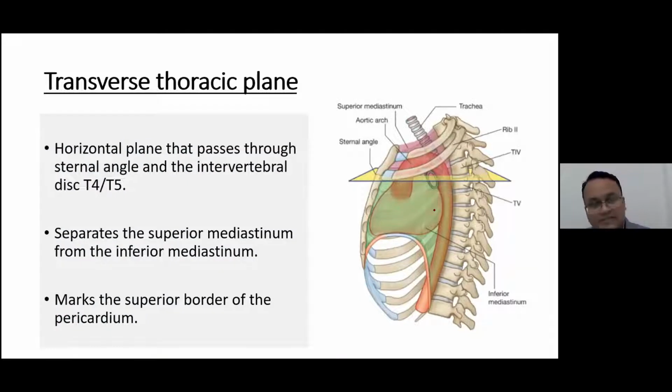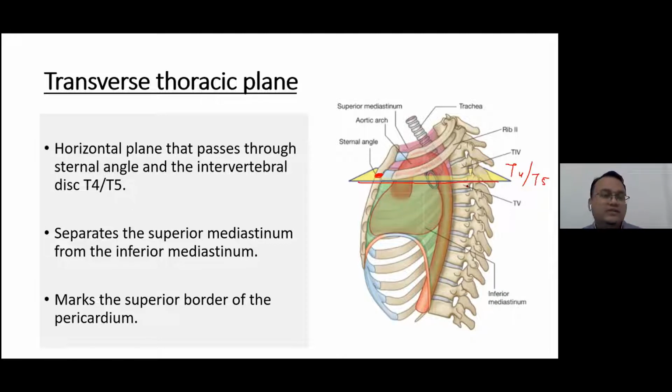Right. That's number one. The second thing is also by knowing that this sternal angle is a landmark. If you draw an imaginary horizontal, transverse plane, from anterior you have the sternal angle, and posteriorly it goes to the level of T4, T5. This transverse plane is going to cross over several important structures that lie within the mediastinum.